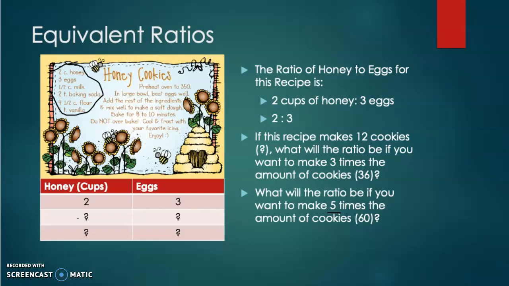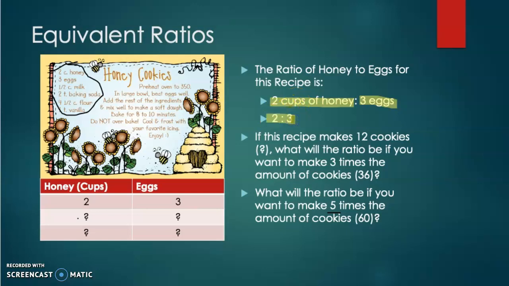So what I'm more concerned about though is how can I make more of it? All right. So right now what you have is the ratio of honey to eggs. Right? For every 2 cups of honey to make this recipe you need 3 eggs. For every 2 cups of honey you need 3 eggs. So the ratio is 2 to 3.